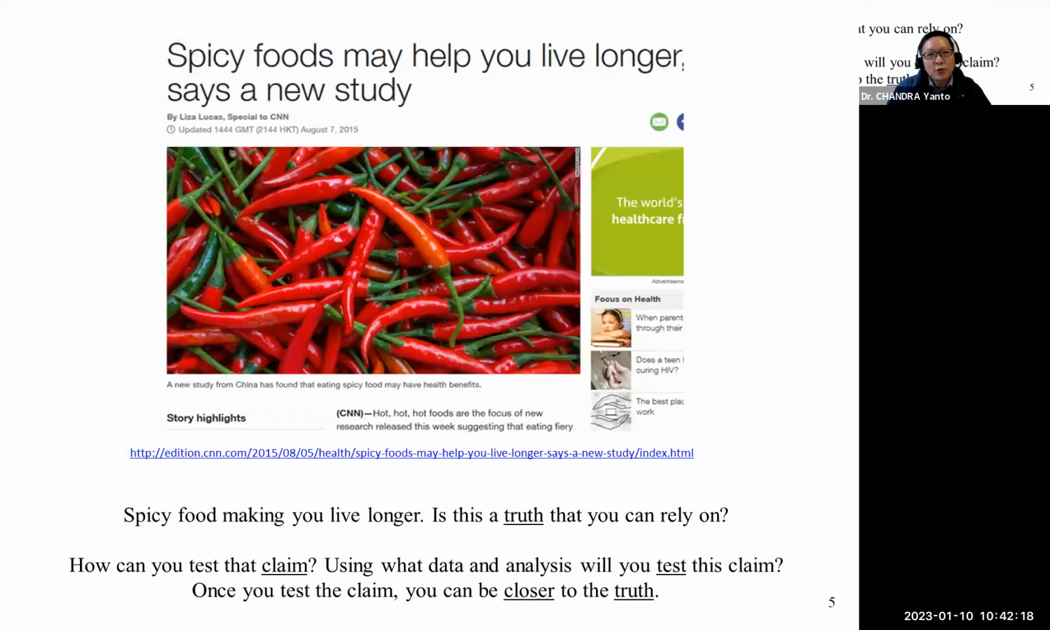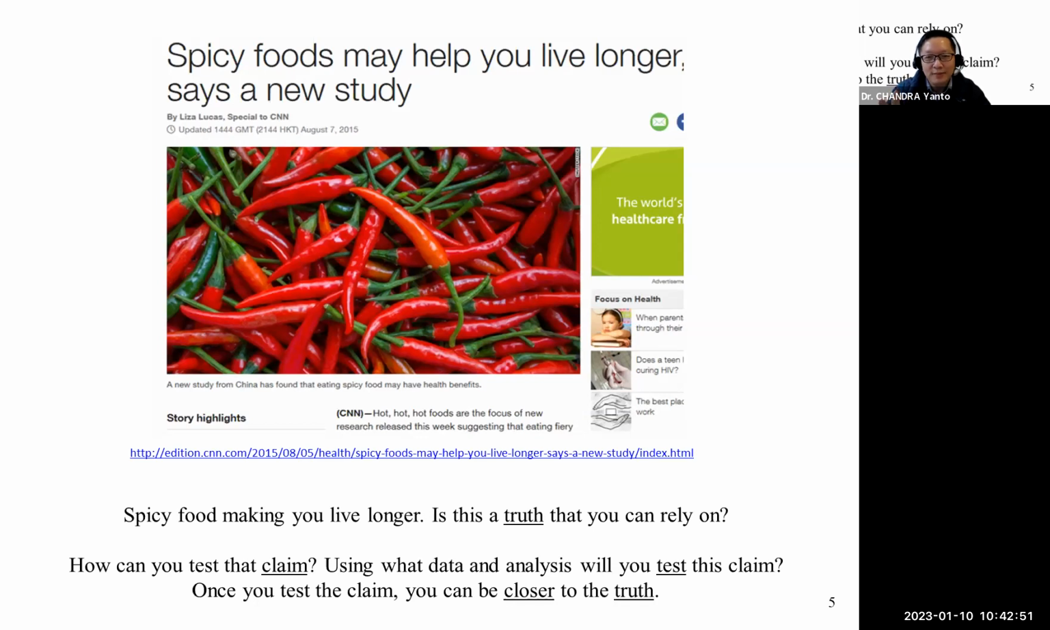Now, let's say some people claim that, wow, if you eat spicy food, it can make you live longer, right? I like to believe this because I love spicy food. If you do love spicy food, I'm sure you will think, well, if there is such a claim, this is cool, this is fun. But this may just be a claim, right? Spicy food makes you live longer. Now, the question is, is this just a claim or is this a truth? If this is truth, how can you test this?